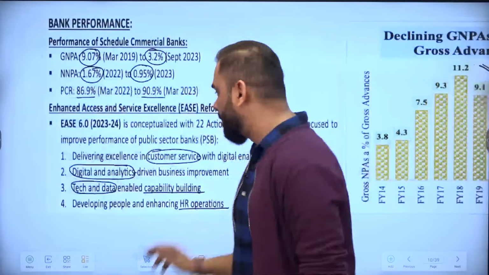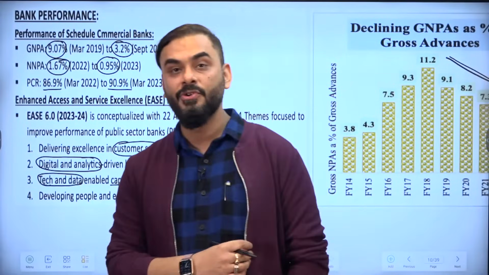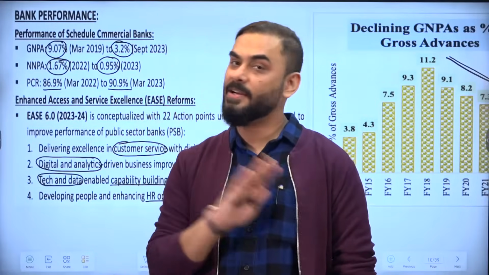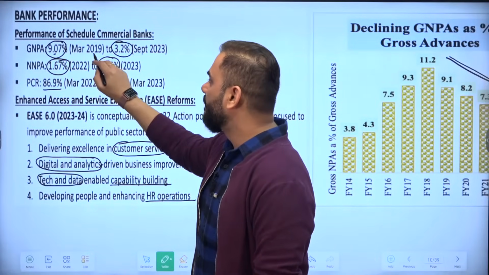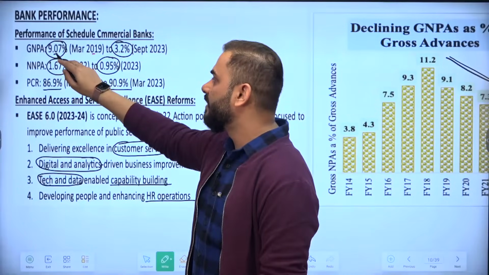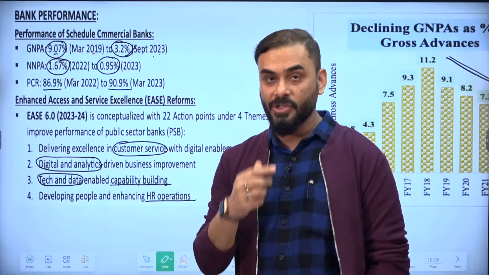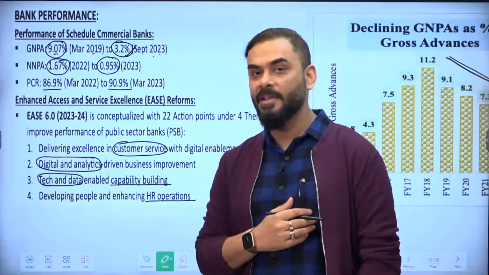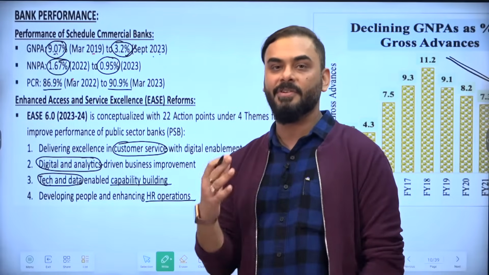First is gross NPA. What is gross NPA? Gross NPA is the total amount of loans that the bank has given which has become NPA. That's gross NPA. So you can clearly see in scheduled commercial banks, the gross NPA in March 2019 was 9.07%. In September 23, it has become 3.2%. Huge improvement. What will UPSC do? There are so many steps taken by the Reserve Bank of India and the Government of India, including SARFAESI and the Debt Recovery Tribunal.